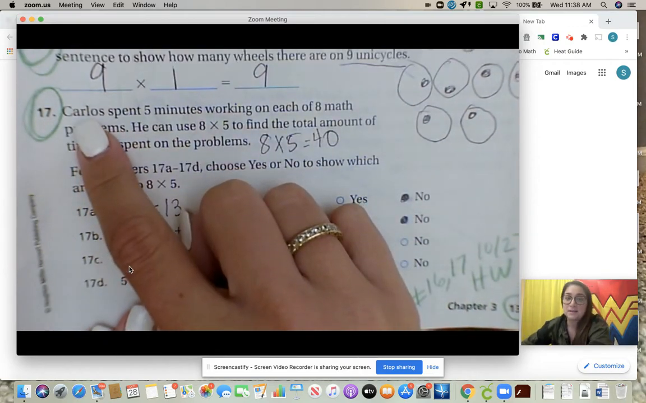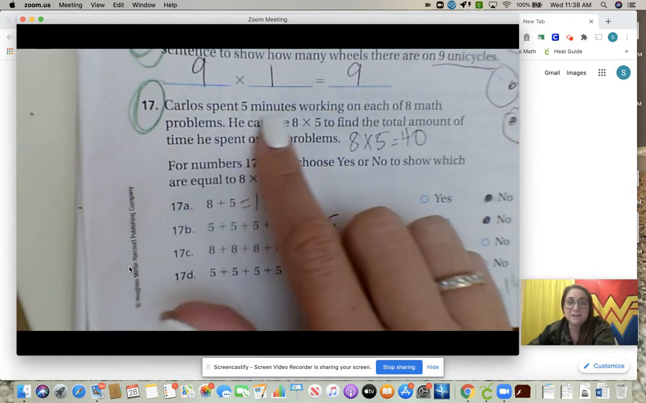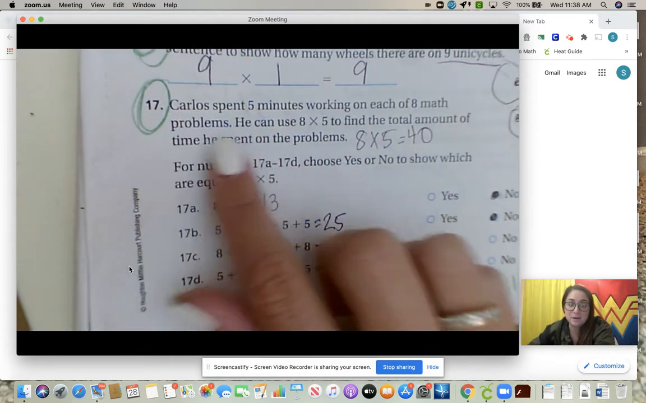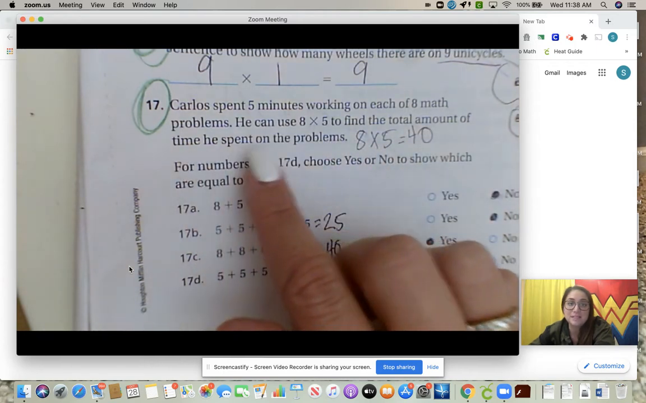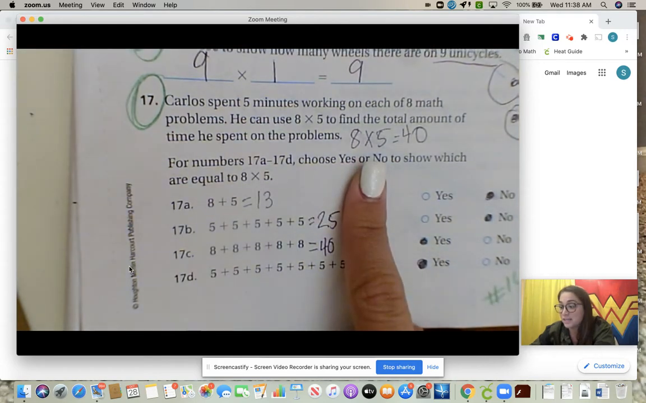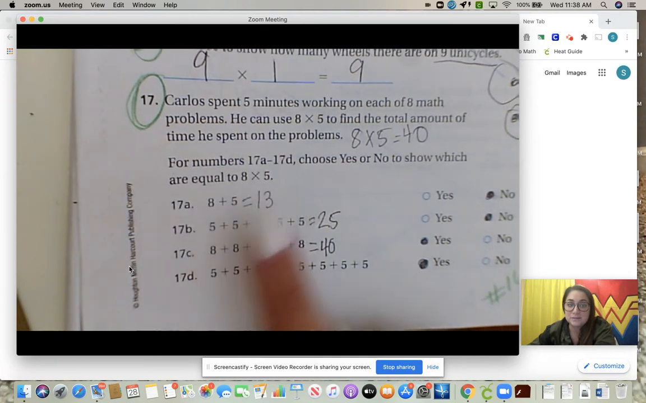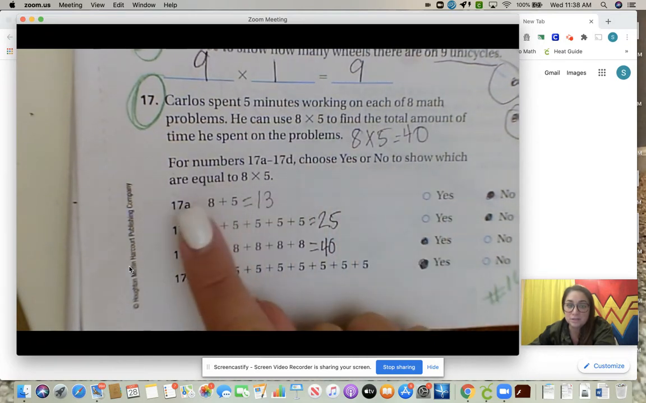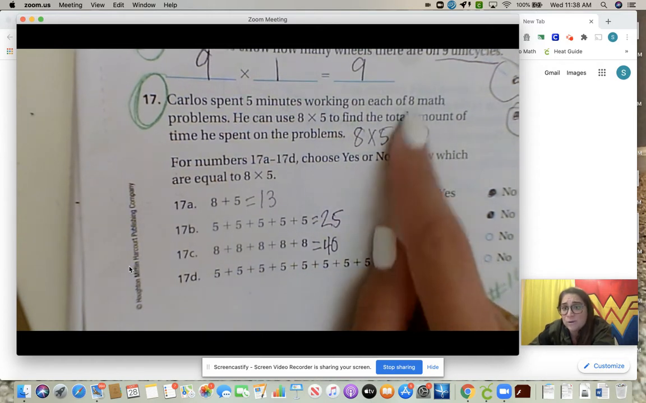Number 17. Carlos spent 5 minutes working on each of 8 math problems. He can use 8 times 5 to find the total amount of time he spent on the problems. So 8 times 5, and we solved it, and we got 40. For numbers 17a through 17d, choose yes or no to show which are equal to 8 times 5. So what that means is, what else equals 40?